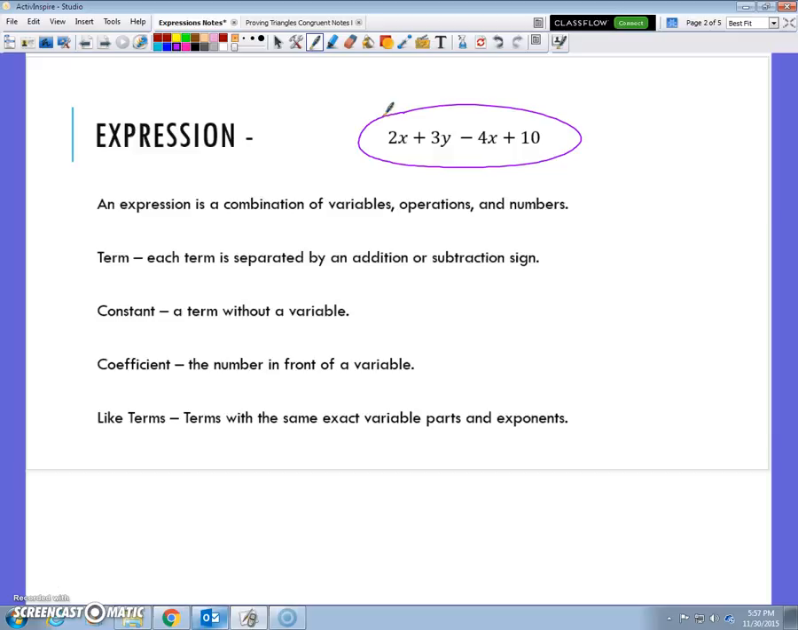Each term is separated by an addition or subtraction sign. Now that's really, really important because sometimes it's hard to tell how many terms there are if you're not sure about something like that. So in this case, I see an addition sign, a subtraction sign, and an addition sign. So on either side of the addition sign is a term. So in this case, I have 1, 2, 3, 4 terms. There are 4 terms because there are 3 addition or subtraction signs separating the 4 terms.